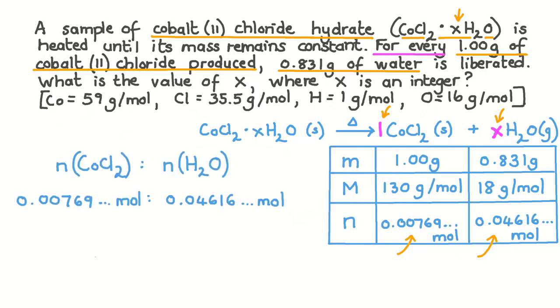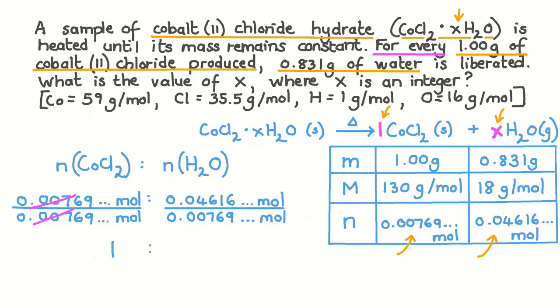How we do this is we take the moles of cobalt-2 chloride to the moles of water and divide each value by the moles of cobalt-2 chloride. These two values cancel, giving us 1. The moles units cancel on both sides, and solving this division here we get 6.00166. So far in this calculation we have not rounded off, but now it is time to do so. We need to round off to a value with no decimal places.